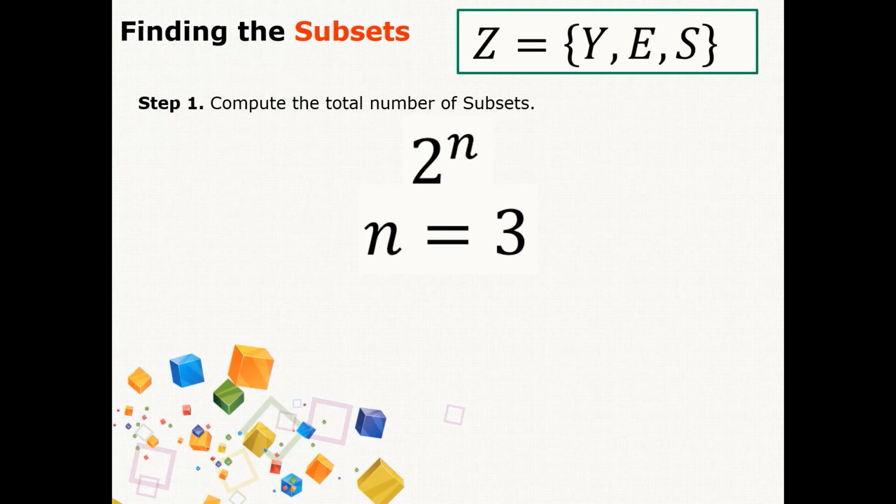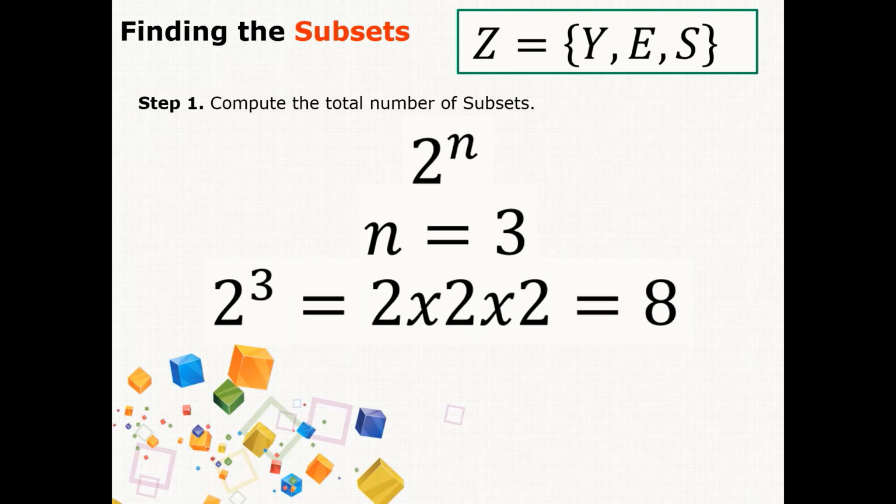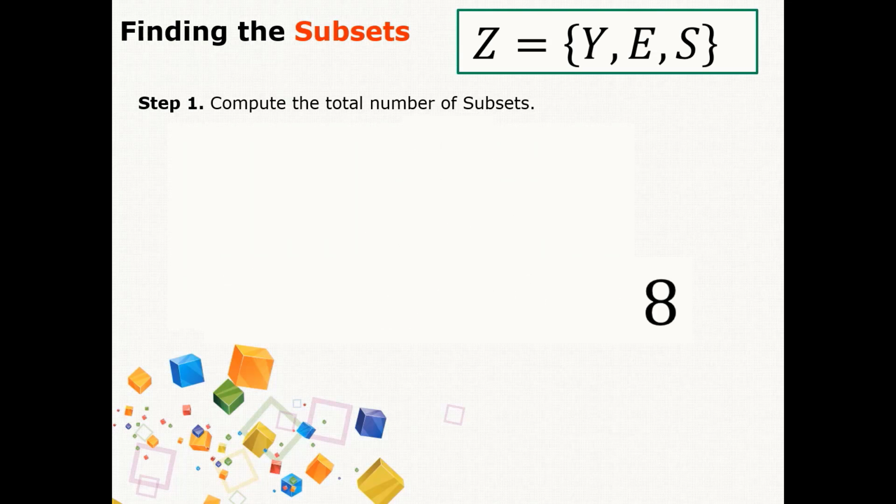N determines the number of elements or the cardinality of the set. So we have 3, and 2 to the power of 3 is equal to 8. Hence, we have 8 subsets of this given set.